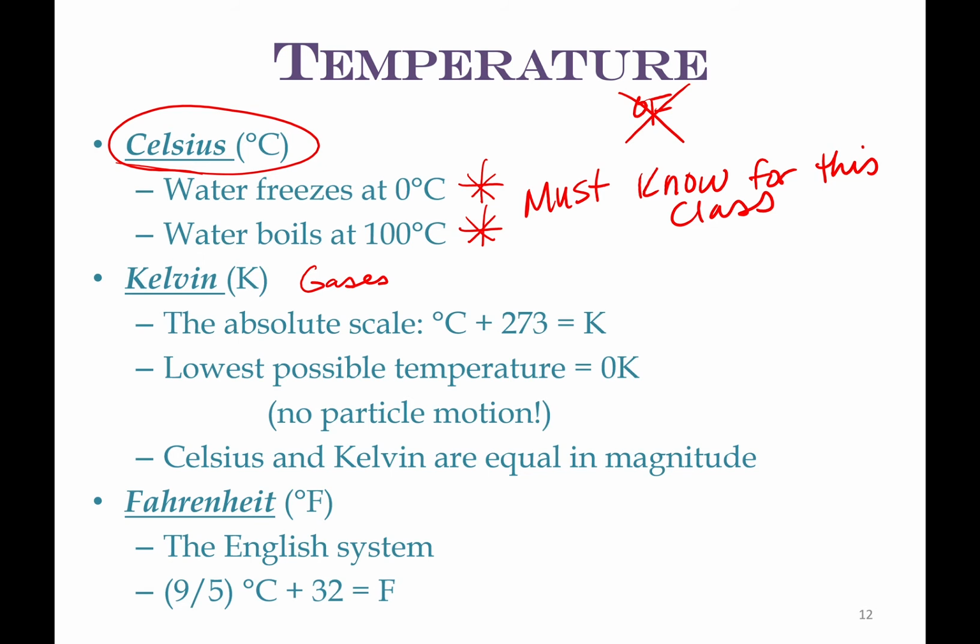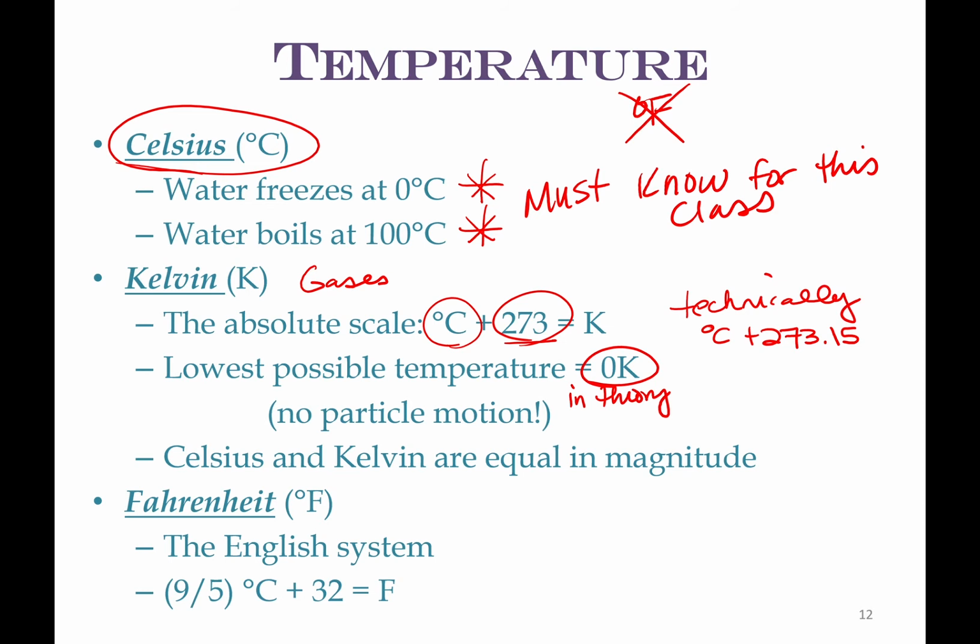Kelvin, you're going to do this a lot with gases, but we might do it before then. So we're going to need to know how to convert from Celsius to Kelvin. So you take the Celsius degree and you add 273. Technically, it's degrees Celsius plus 273.15, but it's okay if we just use 273 for this class. It'll be all right.